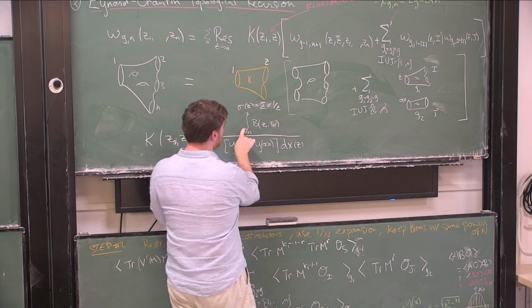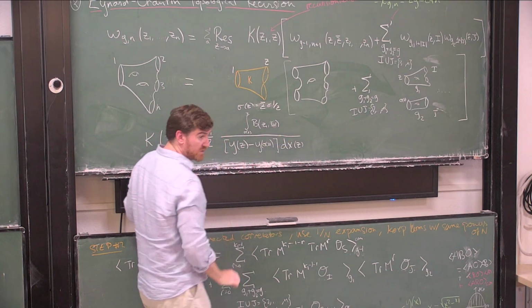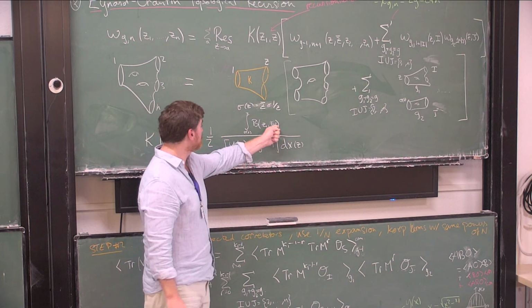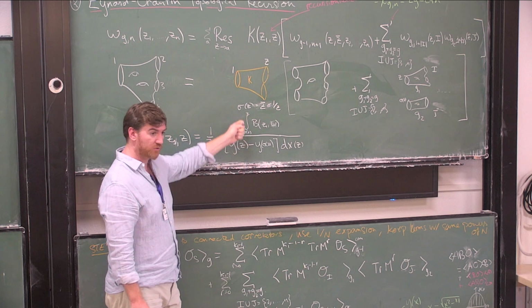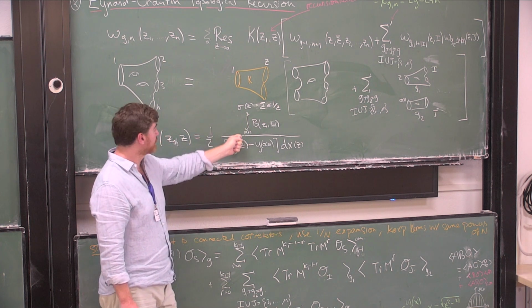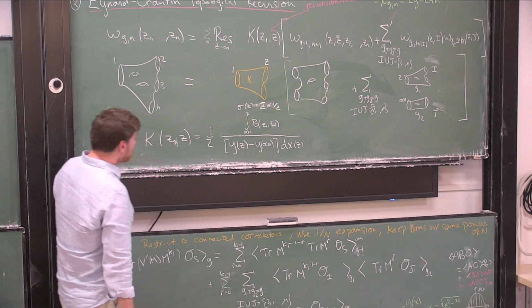In this integral, I'm integrating with respect to dw. So I'm going to do this integral up to z, where the two boundary conditions are z and sigma of z. So let me tell you what this B is now.